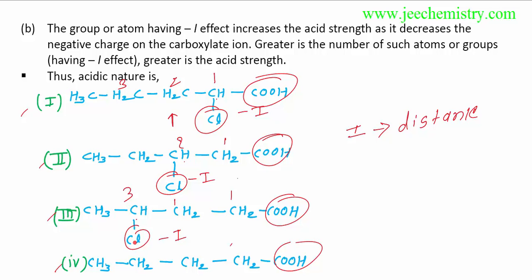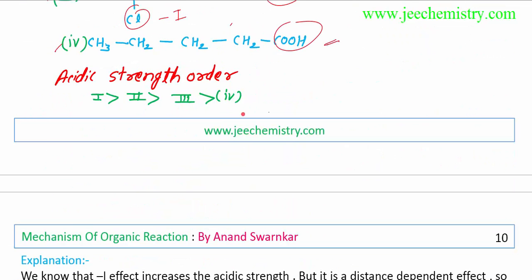In these four compounds there is no minus I group, so only this compound is there. All these compounds have a minus I group, so all of them have a higher acidic strength than these four compounds. But the first compound has a higher acidic strength than the second, and the second higher than the third. Because the I effect is distance dependent, as the distance increases, the minus I effect decreases, so the acidic strength decreases. So the first will have the highest acidic strength, then the second, then the third, then the fourth.